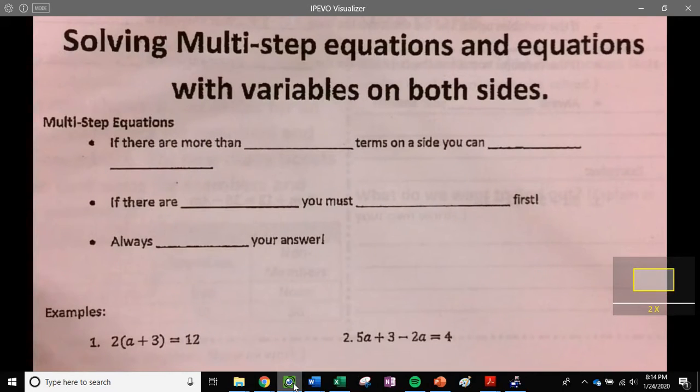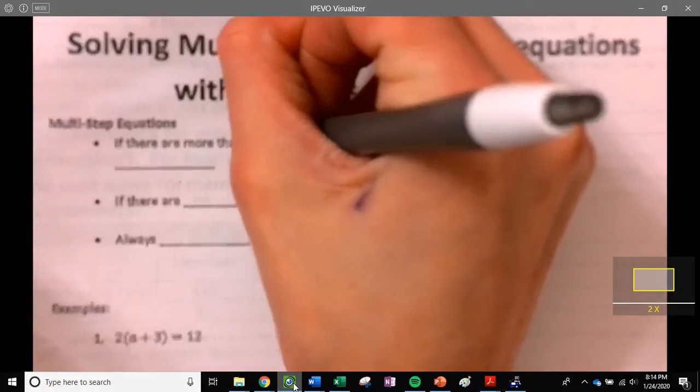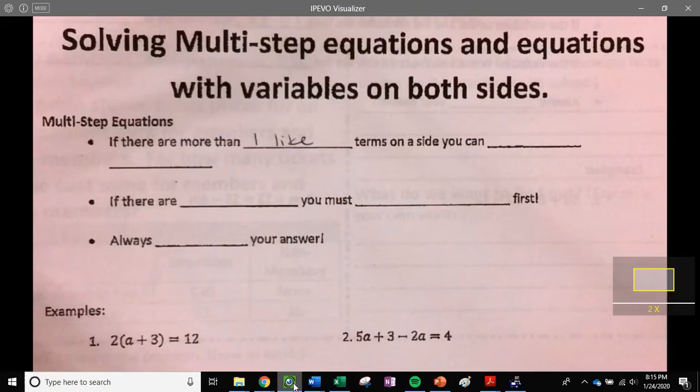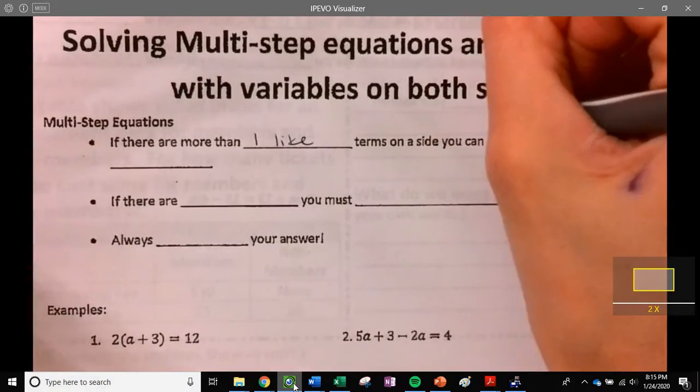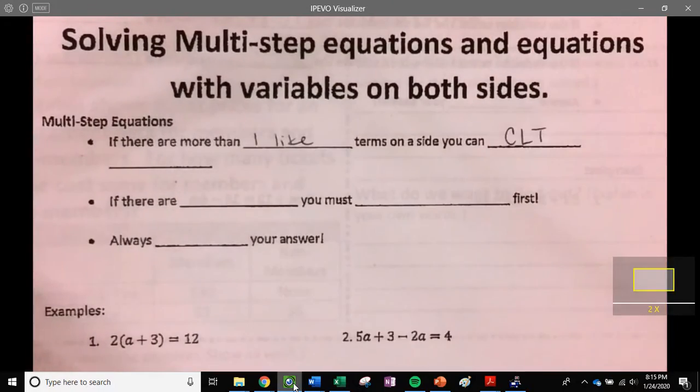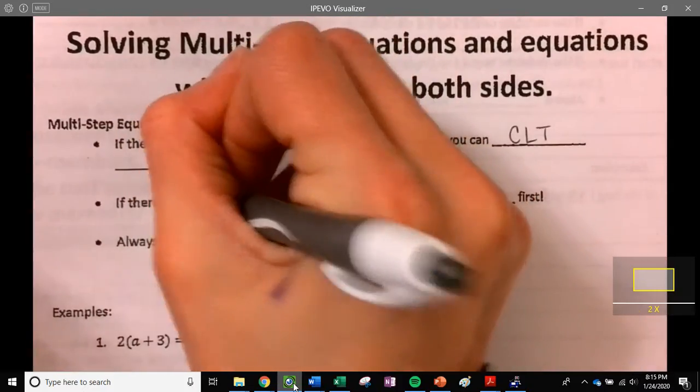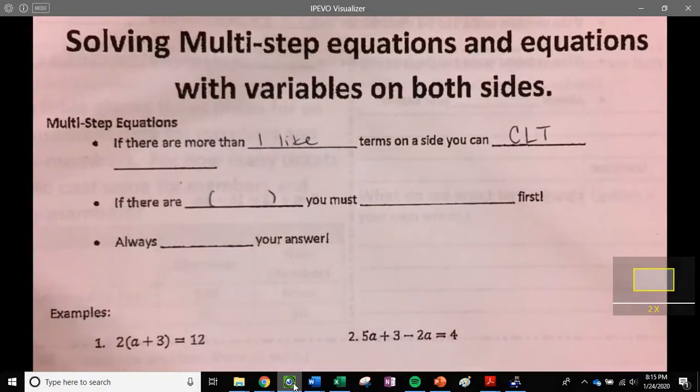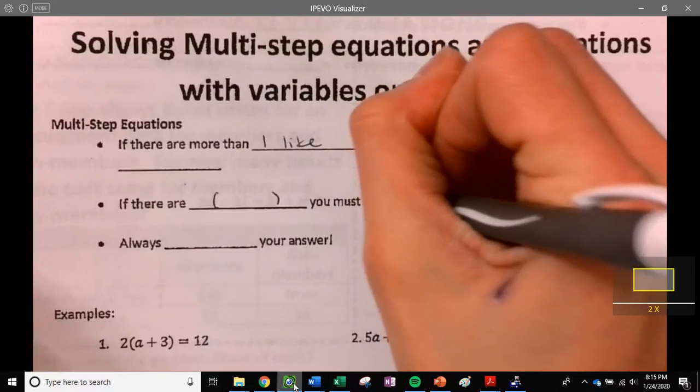So there's really two basic things. There might be three if there's some exponents thrown in there, but two basic things that you need to remember to do. If there's more than one term with the same variable, or like terms, on one side of the equal sign, you should combine. I'm going to write CLT. We know that stands for combine like terms. So you should always be combining those. And if there are parentheses, we've got to drop them. How do we drop parentheses? We distribute.